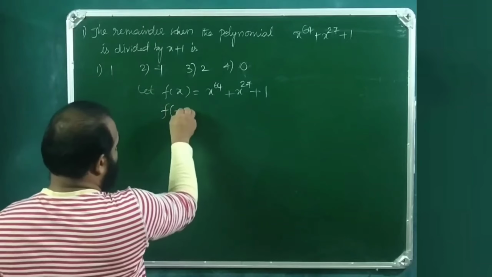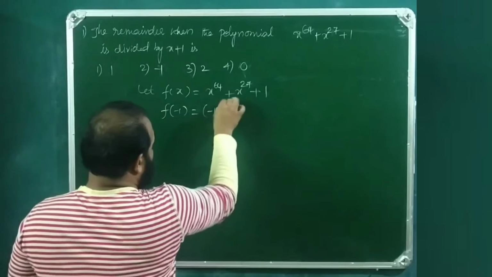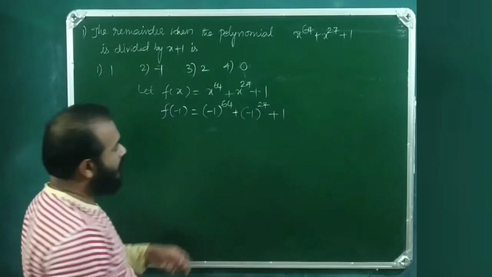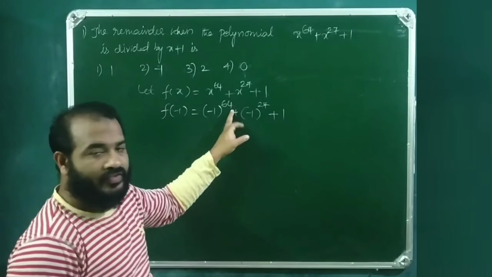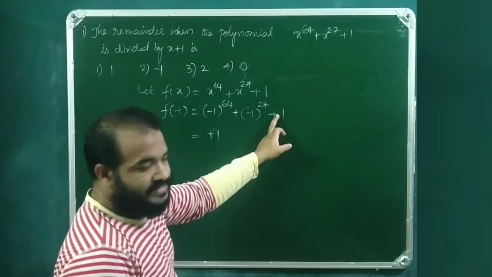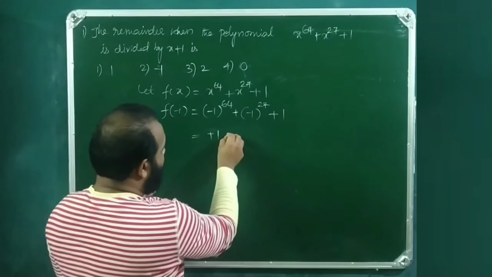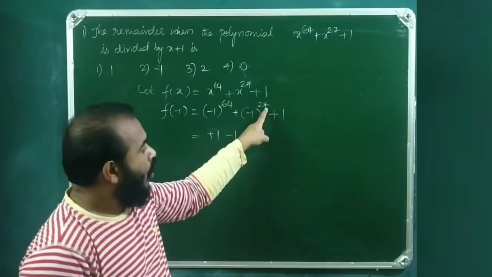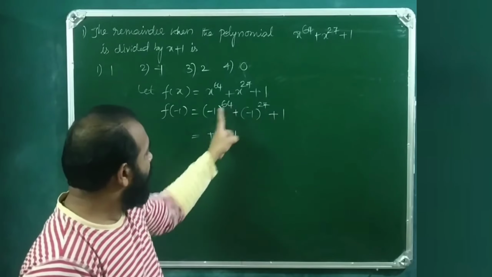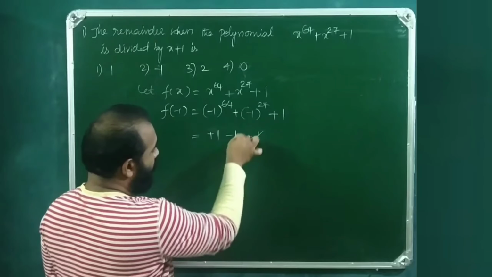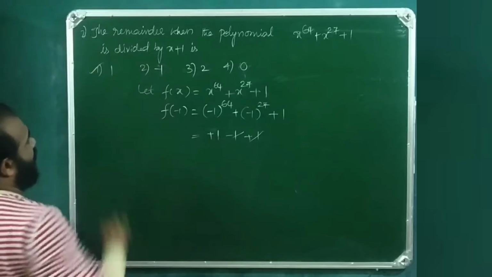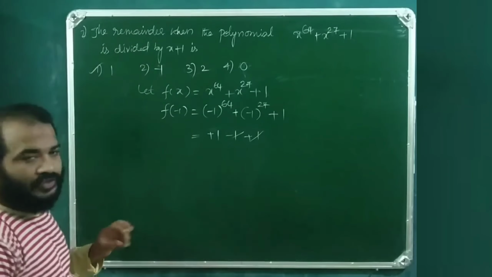So f of minus 1 equals minus 1 whole power 64 plus minus 1 whole power 27 plus 1. Minus 1 whole power 64 is plus 1. Minus 1 whole power 27 is minus 1, because odd power gives a negative value, even power gives a positive value, plus 1. So 1 gets cancelled. Therefore the answer for this is 1. So this is how we will solve.